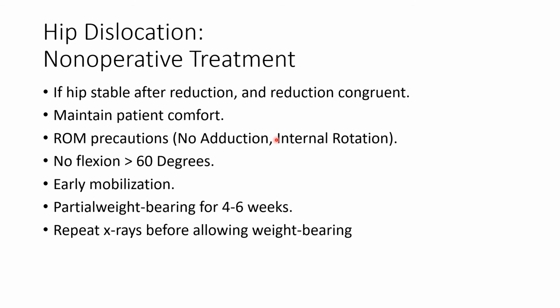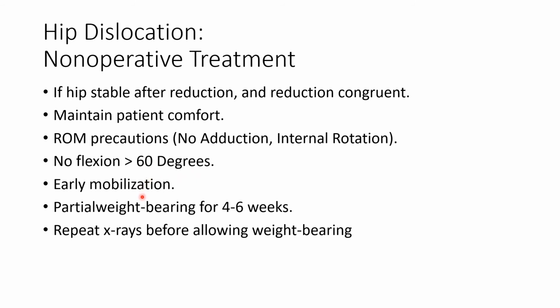If the hip is stable after reduction and the reduction is congruent, we have to maintain patient comfort and apply Buck's traction. If the hip is unstable, then skeletal traction is applied through a tibial pin. We can't allow more than 60 degrees of flexion after the reduction. The patient is specifically advised about this.